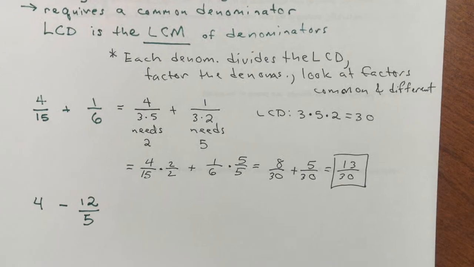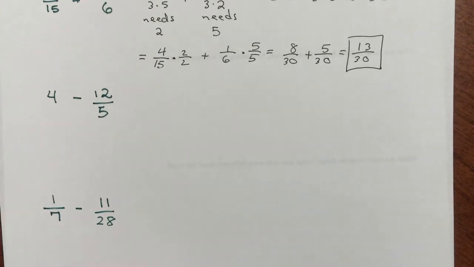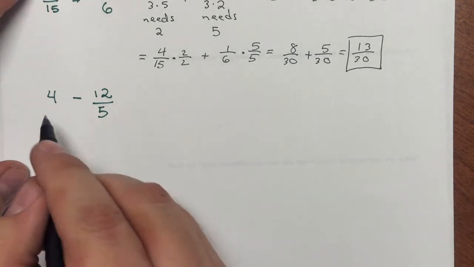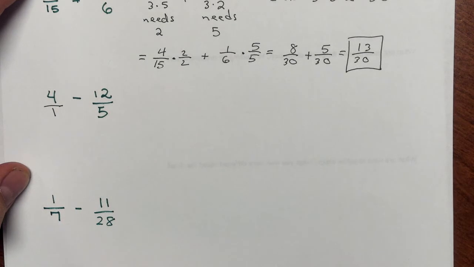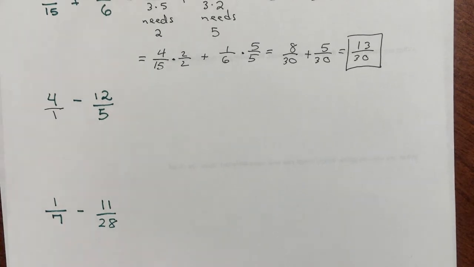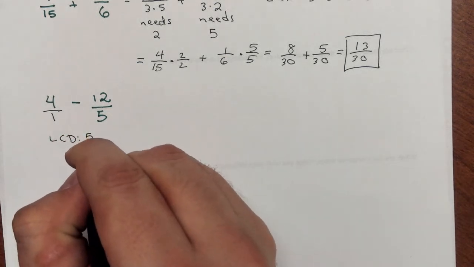All right, let's do some more examples of this. 4 minus 12/5. This is a much easier example because there's only one denominator to be common with. 4, I understand, has a denominator of 1. Some of you are used to writing this. Truth be told, you really don't have any need of writing it, but it is 1. So my least common denominator must just be 5.